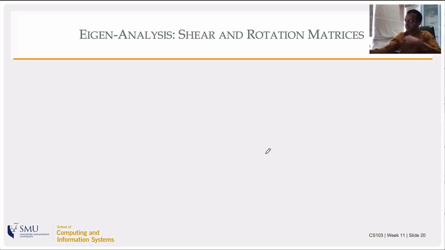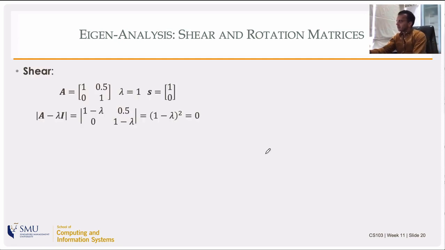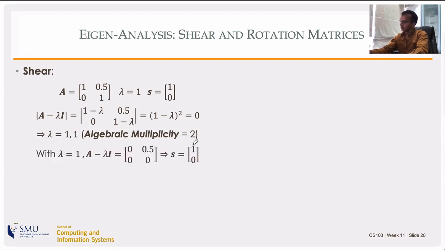Now, the shear and rotation matrices, let's take a look at those. The shear matrix was that, and if I do A minus lambda I to get the characteristic polynomial, what I get in the diagonal is 1 minus lambda, and (1 minus lambda) squared is equal to 0, because 1 minus lambda times 1 minus lambda minus 0 times 0.5, that is the determinant. So I get lambda equal to 1 and 1, similar to the projection matrix that we looked at, with the algebraic multiplicity of 2. So that doesn't bother us much.